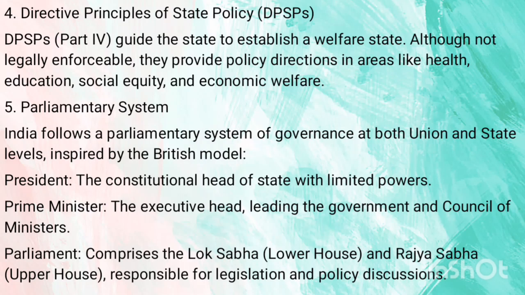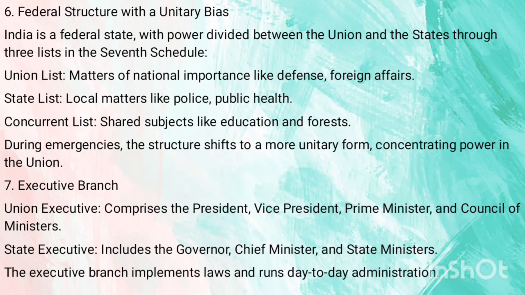Parliamentary system. India's parliamentary system comprises the president, prime minister and parliament, responsible for lawmaking and governance. Federal structure with unitary bias. India divides power between union and state governments through the union, state and concurrent lists. During emergency, government shifts to a more unitary form for national stability. Then next one, executive branch. The union executive and the state executive implement law and policy.